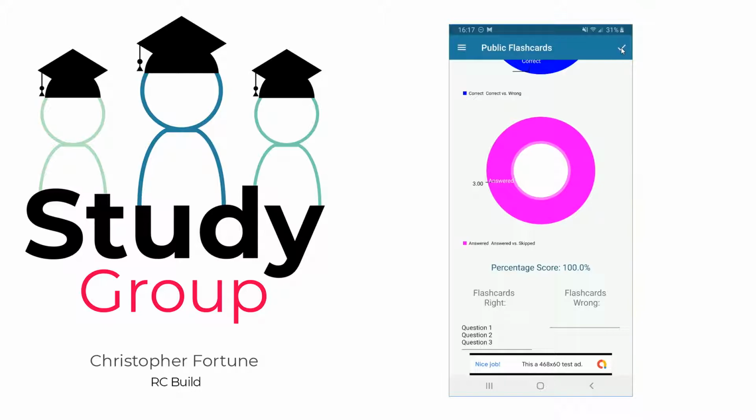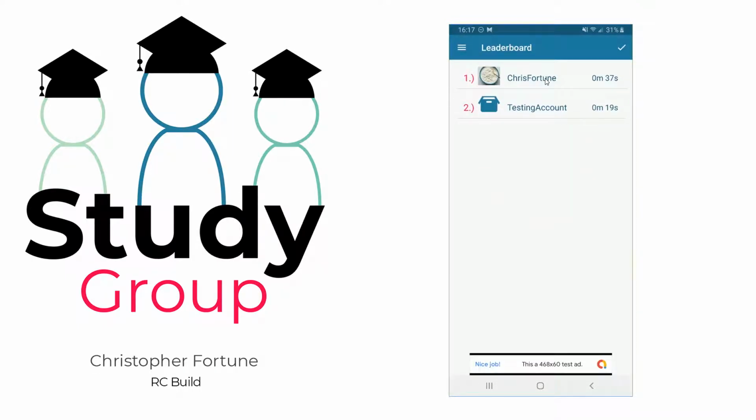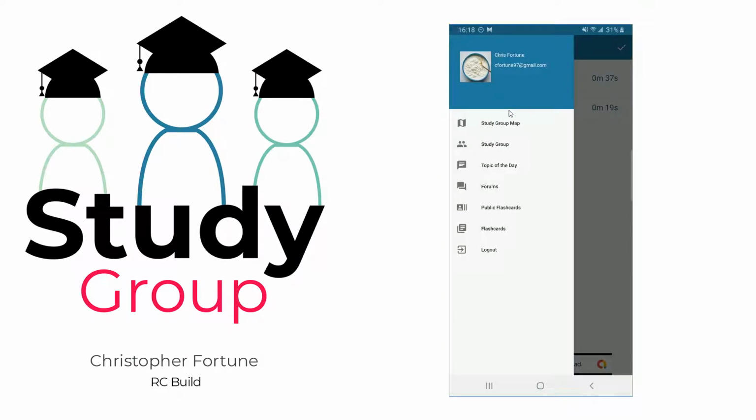If we continue, because we got 100% on the test, our score will be added to the leaderboard for that public flashcard test. So that means the user has the ability to see other people that have taken that test. As you can see, it's displaying the order of the leaderboard users for that test, as well as their time. Continuing would allow the user to leave that leaderboard.